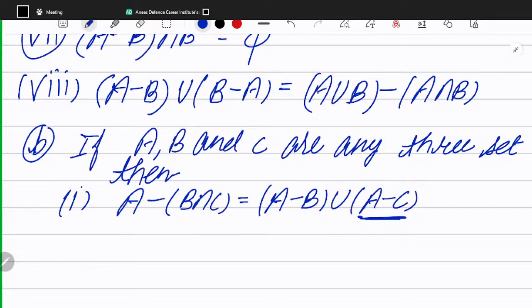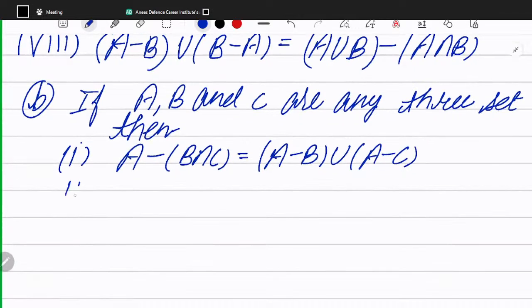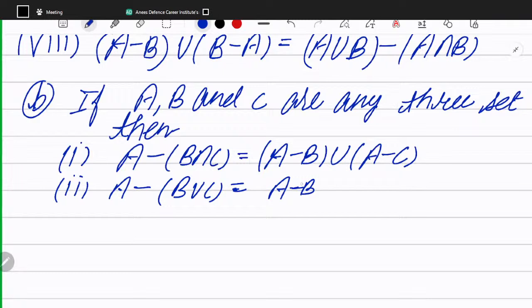Now the next one is A minus B union C. Then A minus will operate on B, A minus B, and union will be converted into intersection, A minus C. A minus B and A minus C.